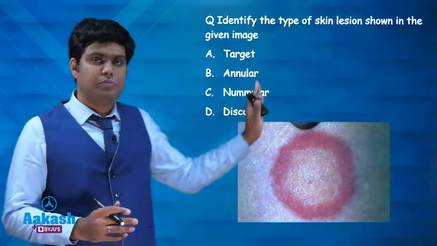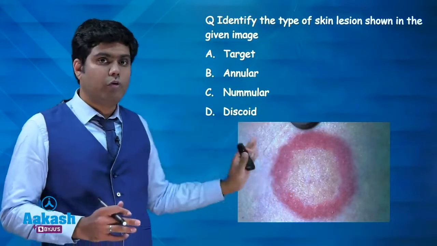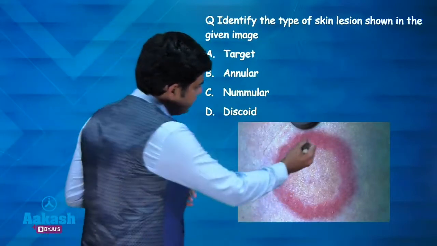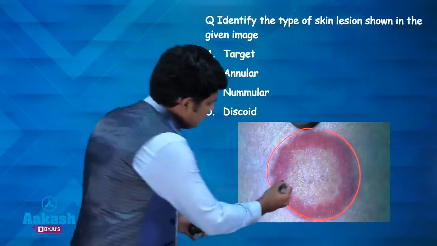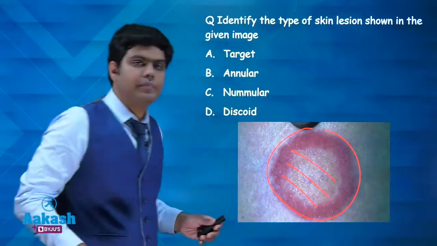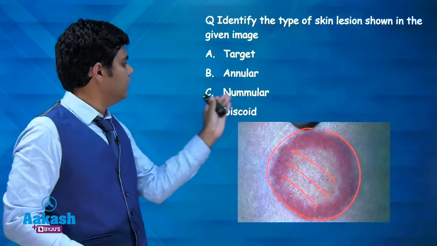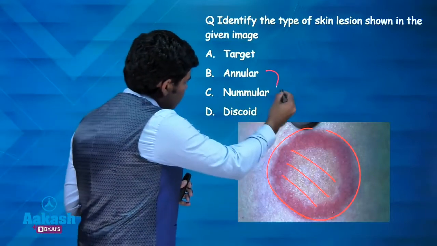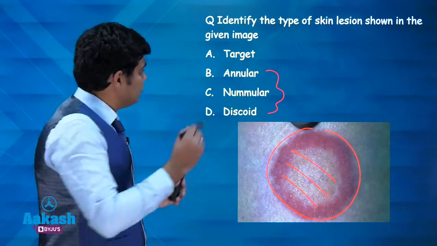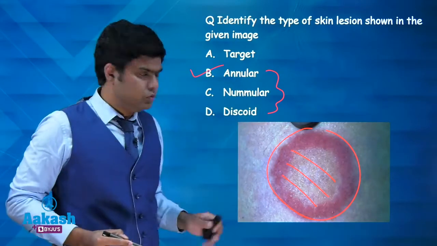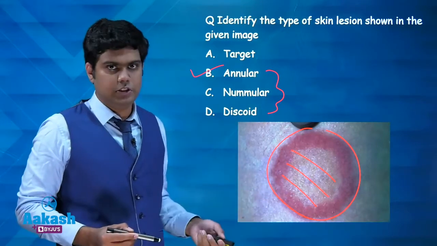So we have got an image based question here. Identify the type of skin lesion shown in the given image. What do you think the lesion is? In the lesion we have got a margin and the center is clear. So the center is relatively normal. What is the type of lesion here? Is it target, is it annular, is it nummular or discoid? Now these three options students have confused, so we will discuss these three options. The answer here is annular. This is an annular lesion, annular morphology, annular shape of lesion, okay.